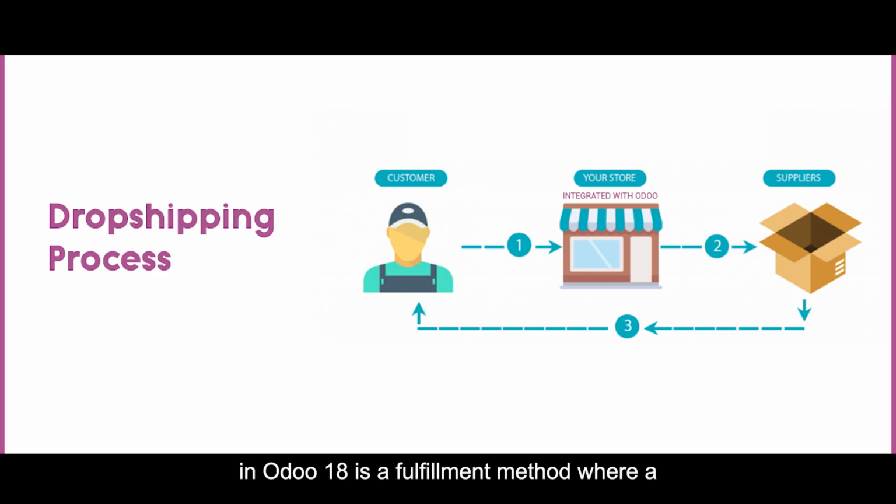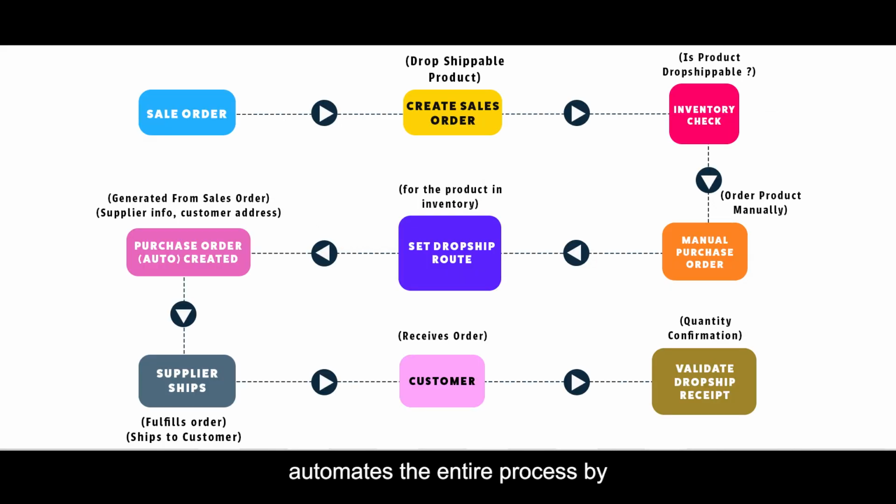Now, dropshipping in Odoo 18 is a fulfillment method where a business sells products without holding the inventory. Instead, when a customer places an order, the supplier ships the product directly to the customer. Odoo automates the entire process by generating the purchase orders linked to the sales orders, ensuring seamless order fulfillment.